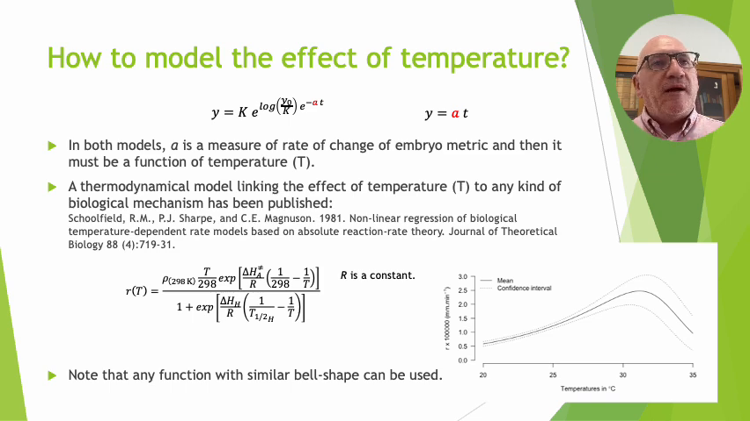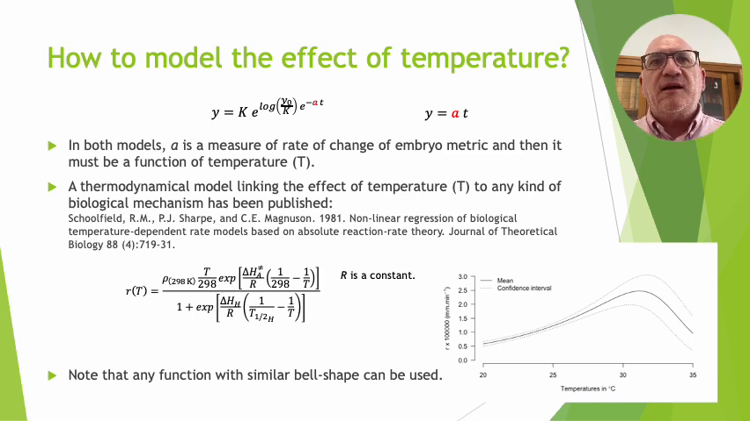In literature, we have several models to describe how a biological reaction can be changed according to temperature. I choose this one because I like it. This is an equation that is deeply anchored in thermodynamics. It has been published by Schoolfield, Sharpe, and Magnuson in 1981. When you look at this equation, it looks like a complicated equation.